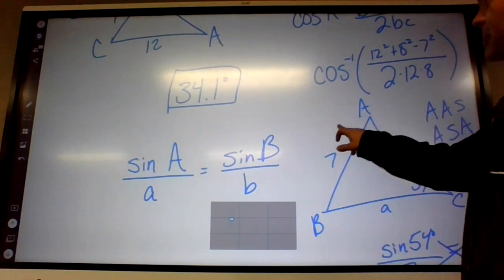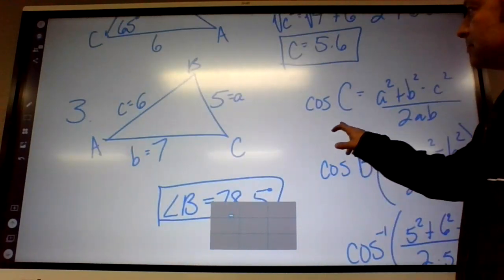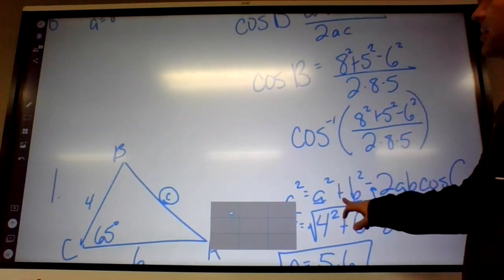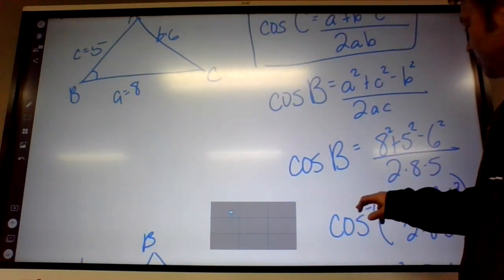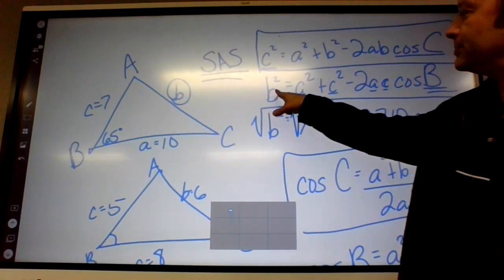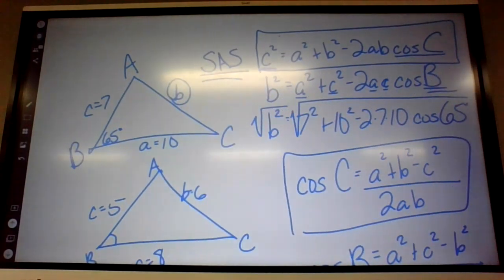Do you guys write the formulas down? Yeah, but it's for B and not C now. So you've got to switch them. Did I ever write the B version of that formula? You only did the C one. Well, I kind of did in my example.